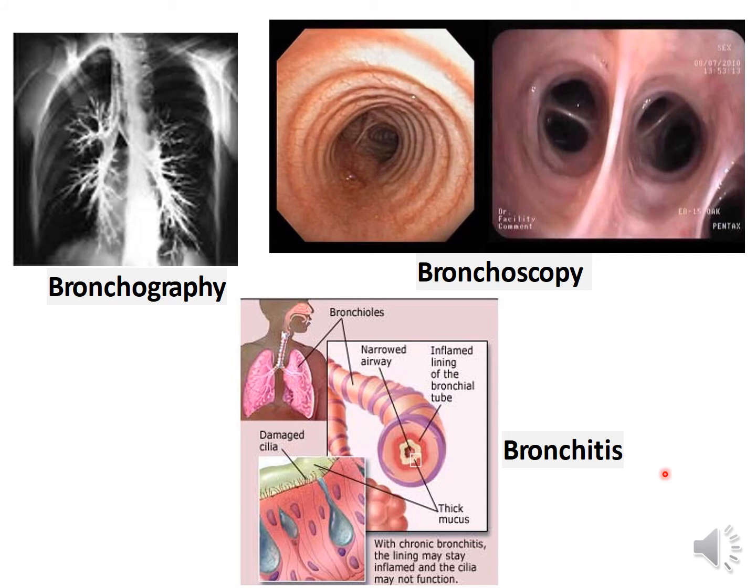The bronchial tree can be visualized for diagnostic and therapeutic purposes using bronchography or bronchoscopy. Bronchography is a radiological technique where the respiratory passages are visualized after coating the air passages with a contrast medium. On the other hand, bronchoscopy is an endoscopic technique where an instrument is introduced into the air passages either through the nose or mouth to visualize the bronchial tree.